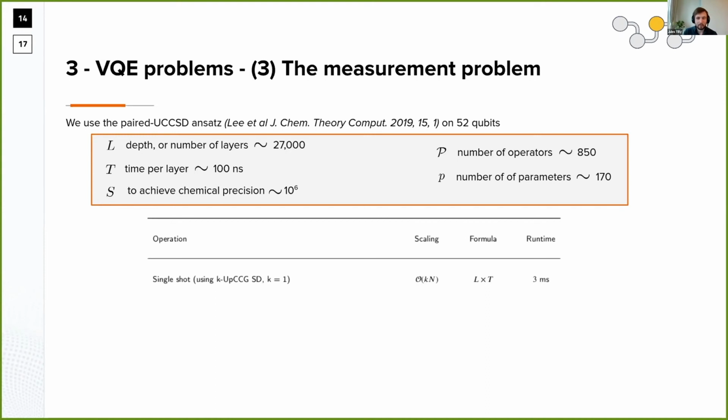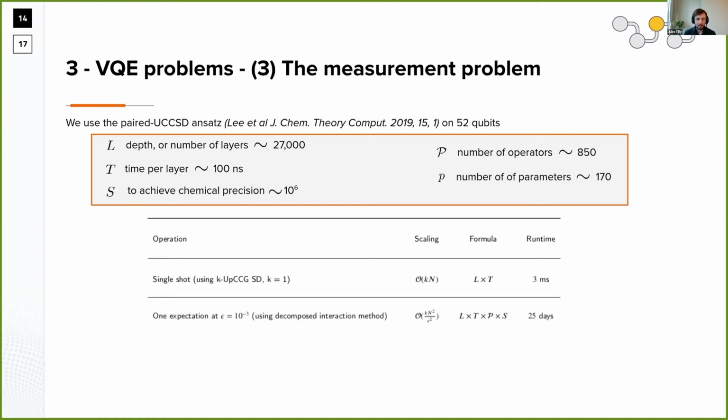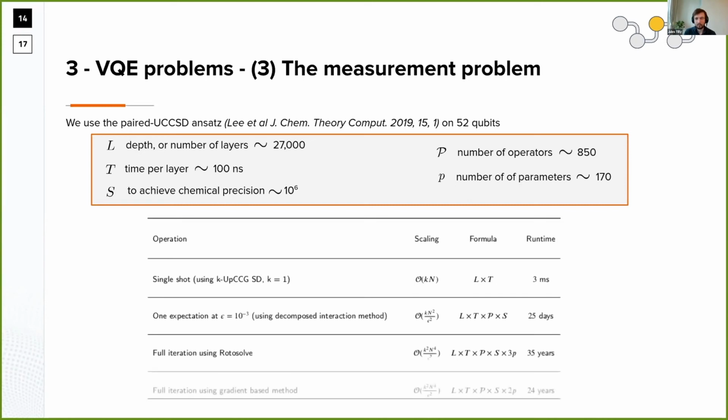But if you expand this to look at an estimation of the entire Hamiltonian, that will take you 25 days. And if you want to compute gradients on every single one of your parameters for the Hamiltonian, this will take you 35 years. That's using a specific optimizer. We have another optimizer here just for an indication, which still brings you to 24 years, which is not exactly optimistic at this point, but it's not the full picture.